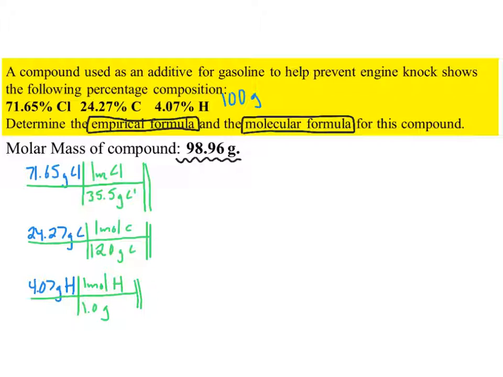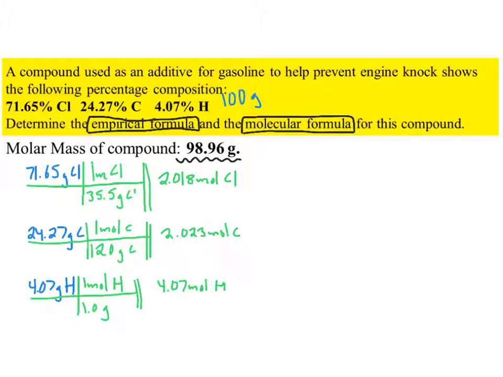For chlorine, I get, with 4 sig figs, 2.018, and that is moles of chlorine. For carbon, I get 2.023 moles of carbon. And for hydrogen, of course, it will be 4.07 moles of hydrogen. Percent to mass, mass to moles.